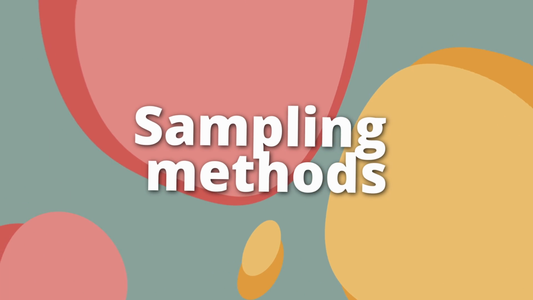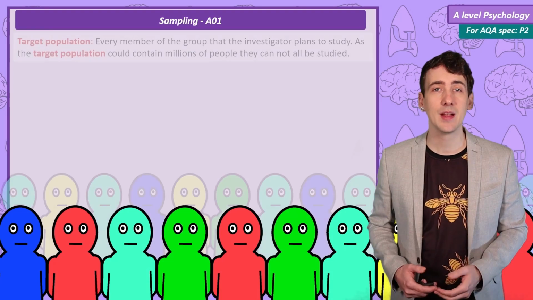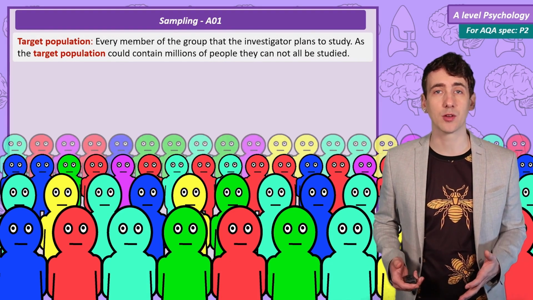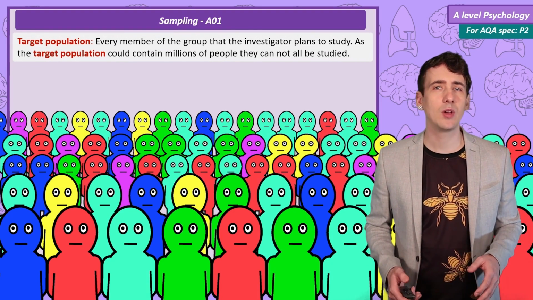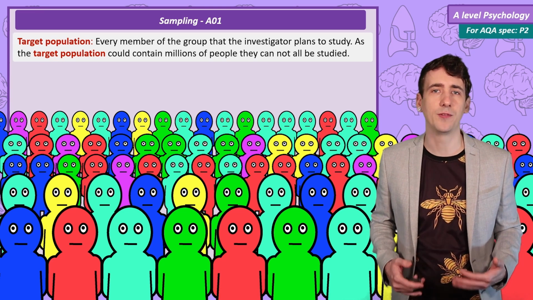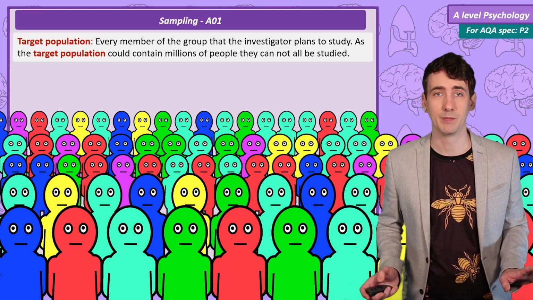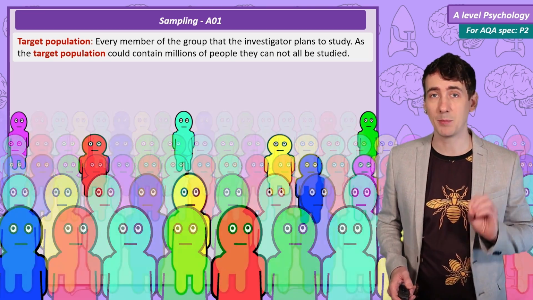Sampling methods. Our first definition is for the term target population. This is every individual that forms part of the group that you plan to study. So likely it's going to be a very large number. If you're investigating pensioners or 4-year-old children or sixth form students, we won't be able to test all of them. We need to take some of them, a sample.